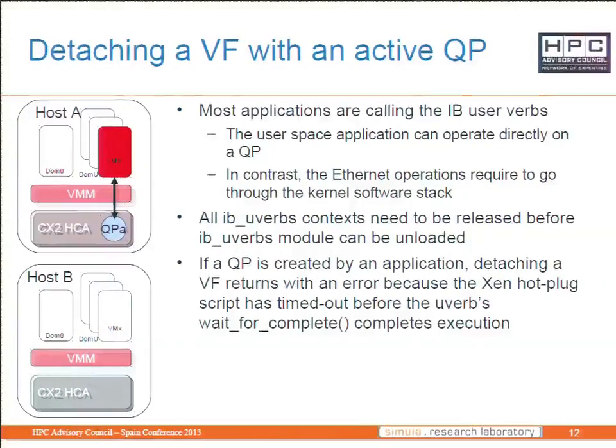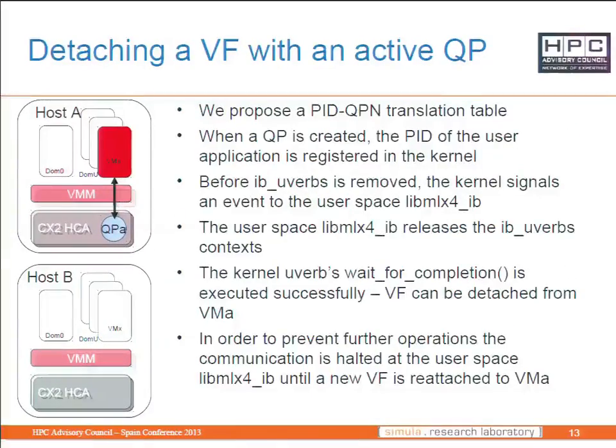So all of the IB user verbs need to be released before the module can be unloaded to quiesce the PCI Express. But if a Q pair exists, then trying to detach it will return with an error because the Xen plug-in script will time out. So how are we going to suspend the application and eventually remove this module?